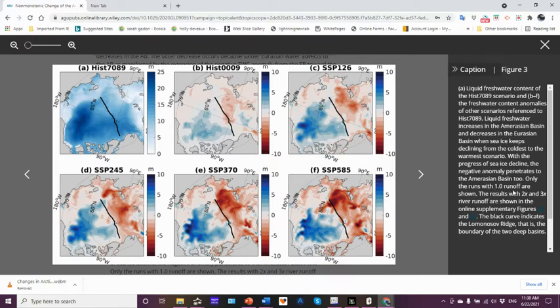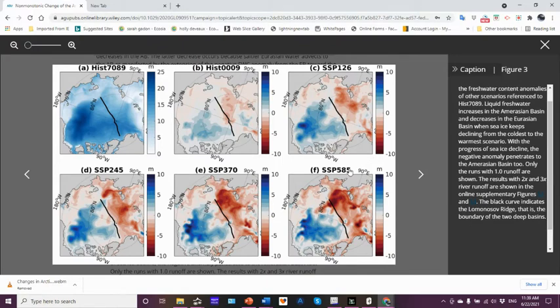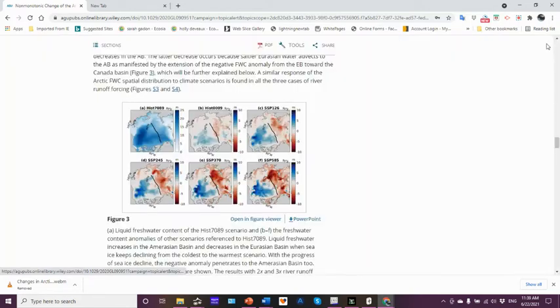Only the runs with 1 times the runoff, basically showing current riverine runoff right now. The 2 and 3 times is done in an appendix. So this is basically what it's showing: a cumulative change over the time period that the models run. This is showing freshwater loss from the Eurasian side, freshwater gain on the Amerasian side due to, as they explain later, various physical processes moving the water around.